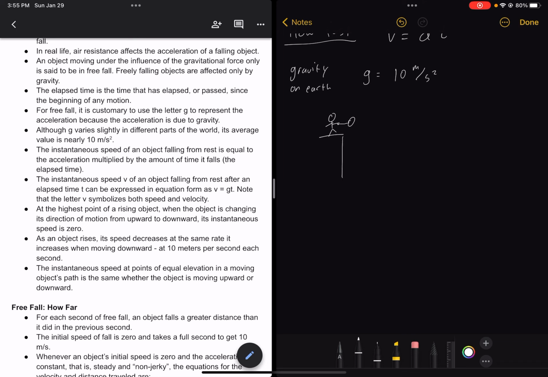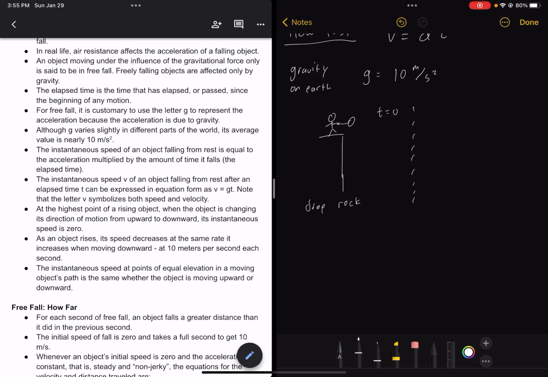Okay, and you have a ball, and this is going to be at t equals 0. You're going to drop the ball, and it's going to fall down. As it's falling, we're going to see how it speeds up over time, right? So we drop the ball, or this rock in this case, so drop rock.